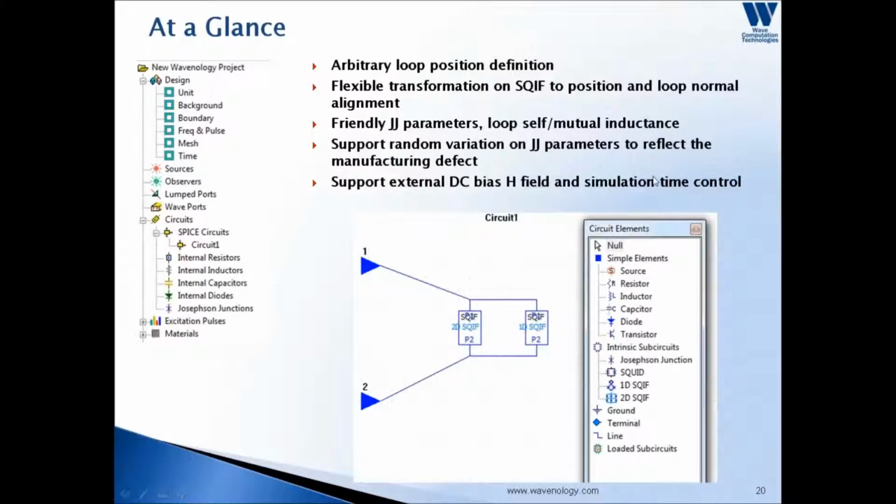Some highlighted features here: the user can assign an arbitrary loop position to each unit, and we allow very flexible transformation of the squid. For example, each loop can have a different loop normal. Its cell center, its Josephson junction parameters, self-inductance and mutual inductance can all be customized. Random variation can also be considered in this software.